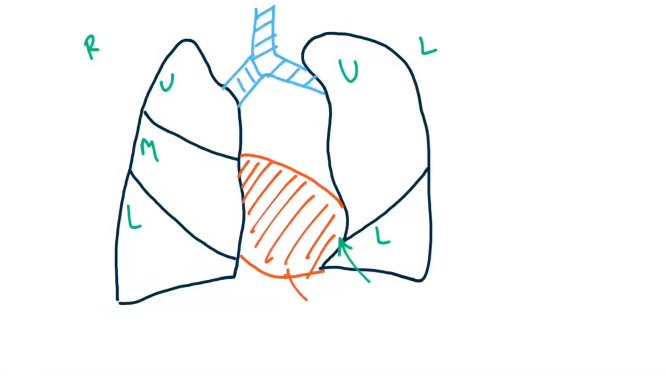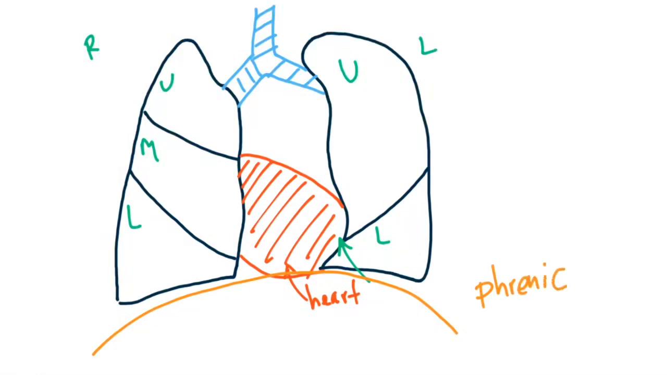Right here we have the heart, and then below the lungs we have the diaphragm. And this is the primary muscle that facilitates respiration. Do you remember what nerve innervates the diaphragm? The phrenic nerve. Many students use the mnemonic C345, keep the diaphragm alive, because the roots of the phrenic nerve are C3 through C5.